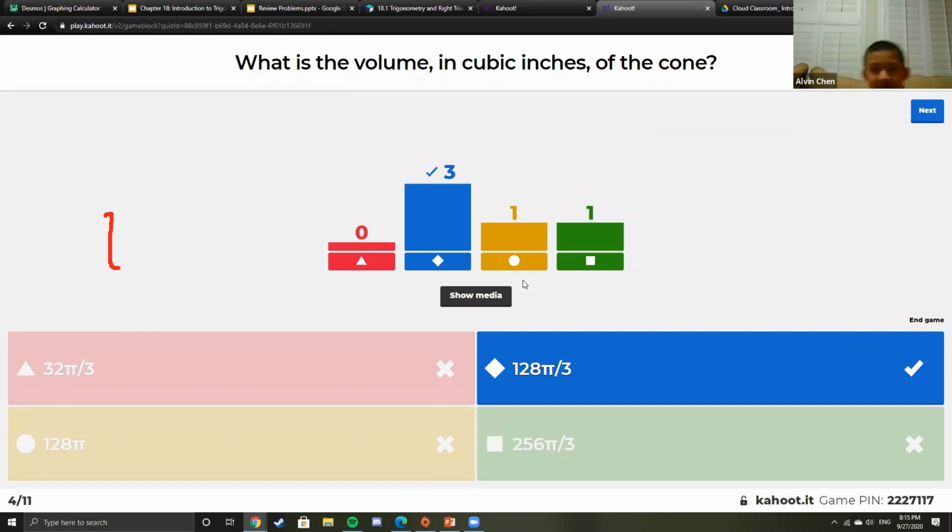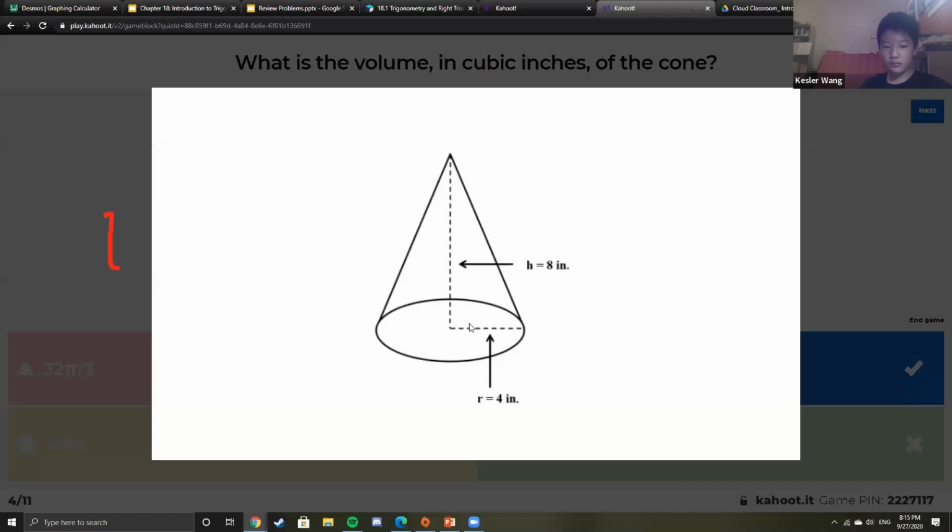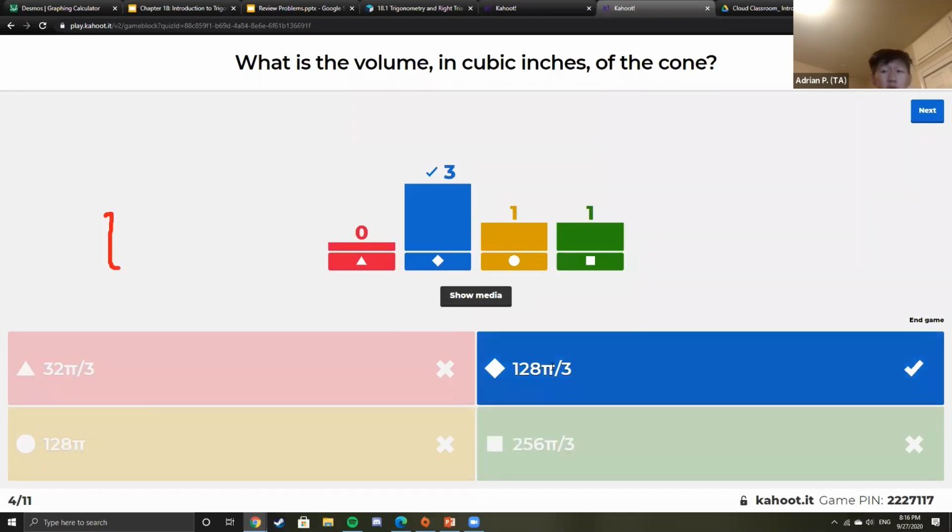Hi. Okay, so for this question, to solve for the volume of a cone, it's base times height divided by 3. So you would do pi r squared for the base. So 16 pi times 8, which is 96. It's not 96. 16 times 8 is 128, and then you put it over 3. So 128 pi over 3 would be the answer.